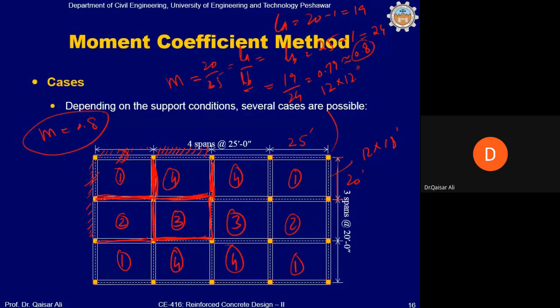So if you analyze these 4 panels, it means that you have analyzed the complete floor. Okay, because all the other panels are similar to these 4 cases. Okay. यहाँ तक क्लियर है.